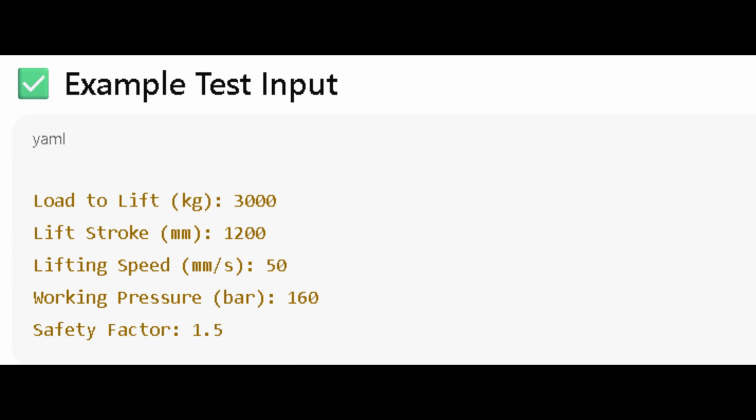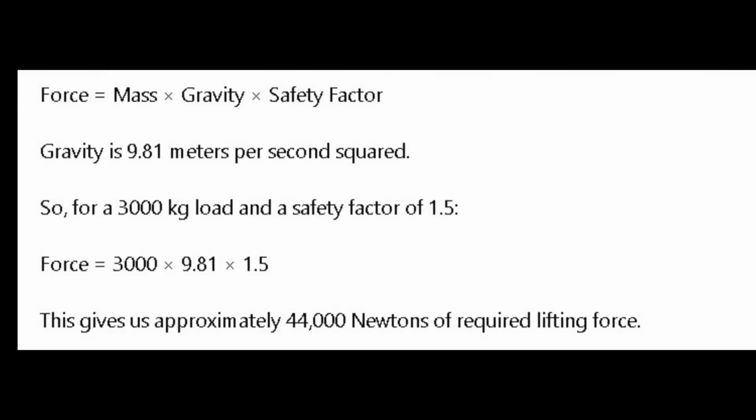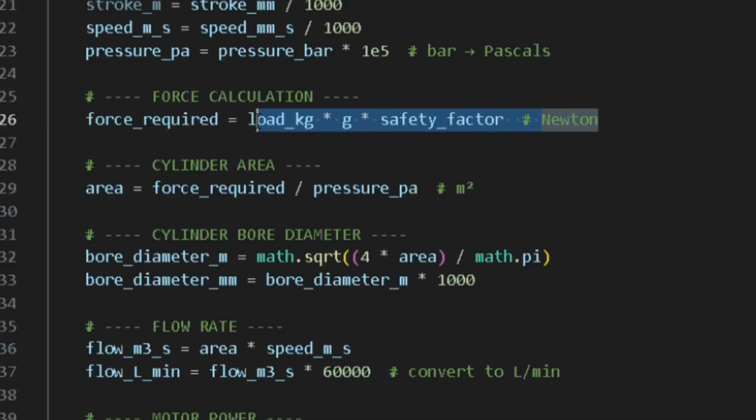Converting load to force. Hydraulic systems work with force, not mass. So the first calculation in our program converts the load in kilograms into force in newtons. We use the equation force equals mass times gravity times safety factor. Gravity is 9.81 meters per second squared. So, for a 3,000 kilogram load and a safety factor of 1.5, force equals 3,000 times 9.81 times 1.5. This gives us approximately 44,000 newtons of required lifting force. This is the force that our hydraulic cylinder must generate to safely lift the load.